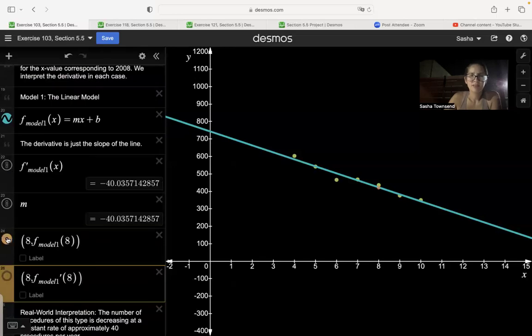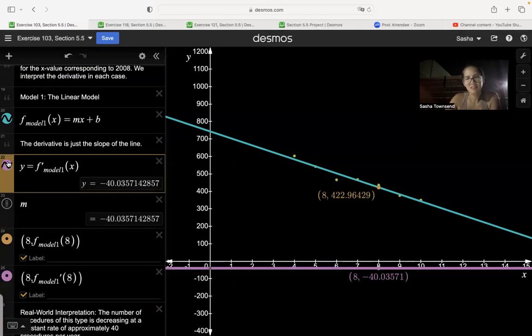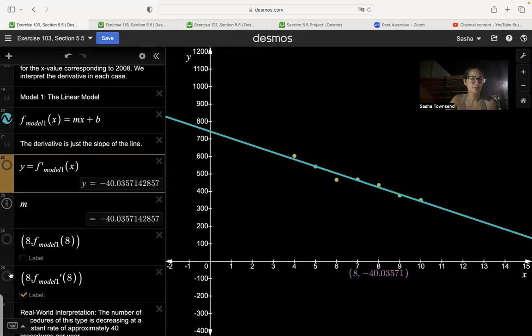If we want to, we can plot that point. And that's a point using the model, not the actual data. And the derivative, if I wanted to graph it, I could type y equals. It looks like that. It's just a horizontal line, because we were talking about y equals mx plus b. So the derivative of that function is just the constant, just the slope. Okay, so that's our first model.